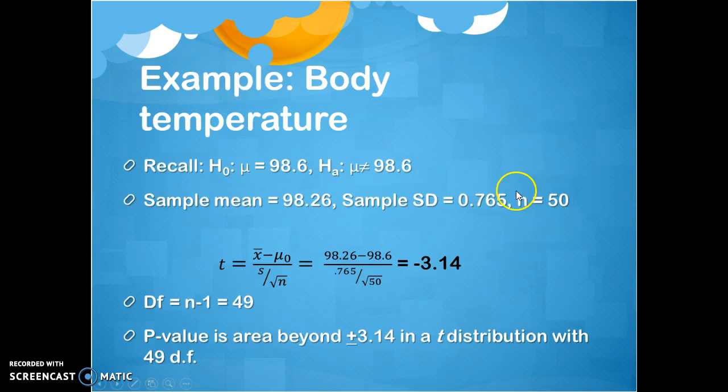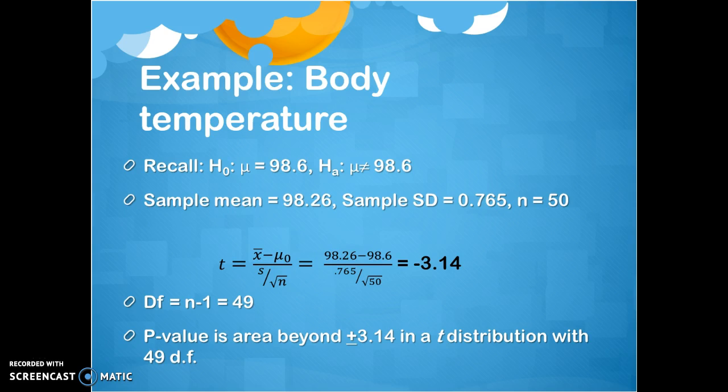Okay. So remember that we started from the null and alternative hypotheses about 98.6 degrees. 98.6 degrees was the null hypothesis. That's the world that we wanted to simulate, and then we checked our sample result against our sample body temperature of 98.26. So we start with the same information. 98.6 is our null value. Our sample mean of 98.26 is our actual observed sample mean. And our sample standard deviation of 0.765 and a sample size of 50.